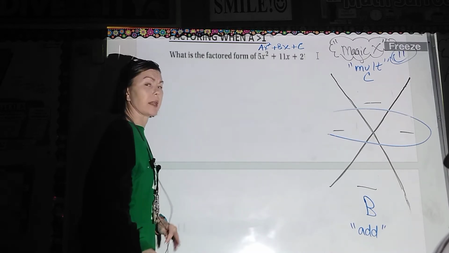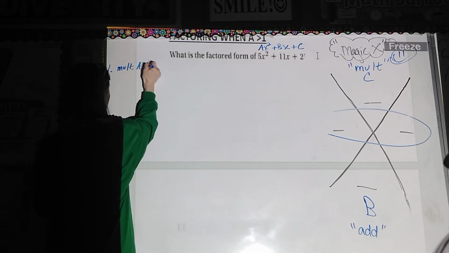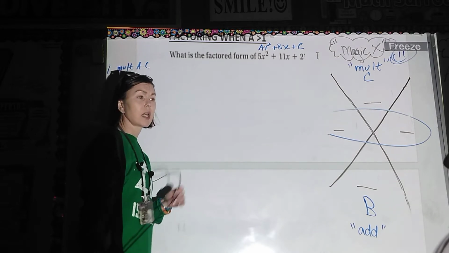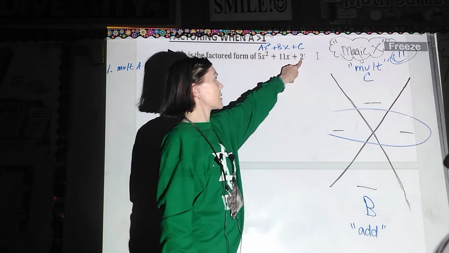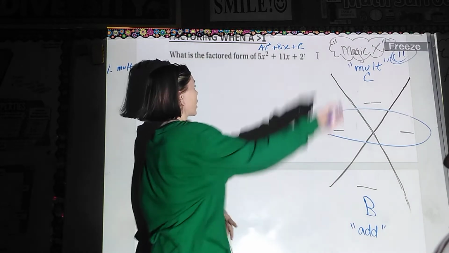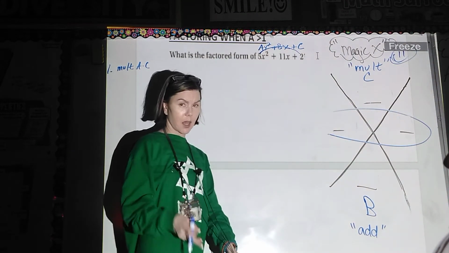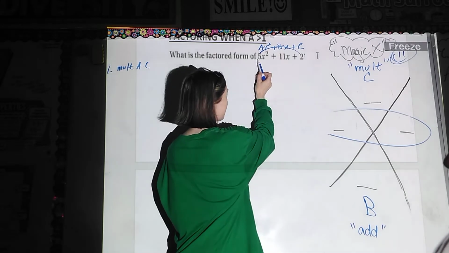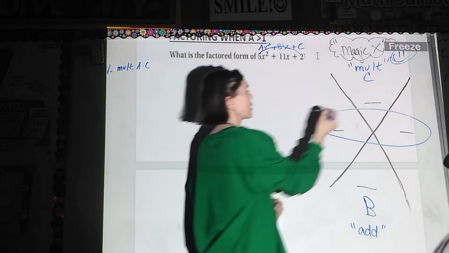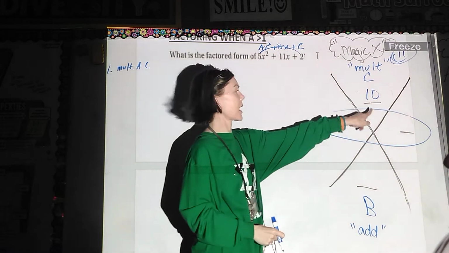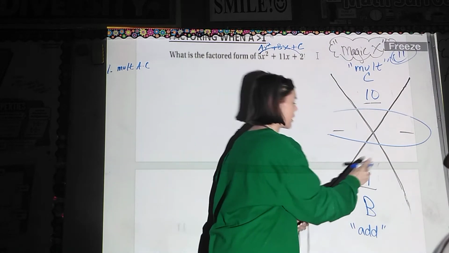So step 1, let's write this down. Step 1: multiply A times C and put it in the magic X. This is our A term, and this is our C term. Go ahead and draw the arrow from the 5 to the 2 to remind yourself that this is step 1. We're going to fill in the magic X. So multiply the A term times the C term. 5 times 2 is what? 10. We put that in our magic X. And the B term still goes down here, 11.